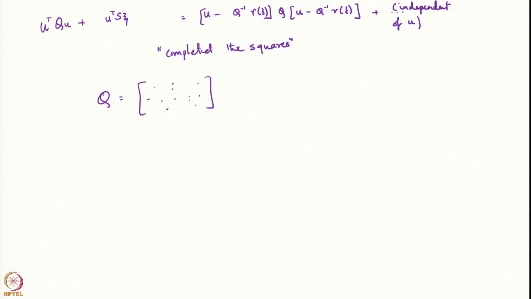So, thanks to this Q, we can write Q using its eigenvalue decomposition and find that Q can in fact be broken down into a matrix like this, P capital lambda P transpose, where this capital lambda is a diagonal matrix of eigenvalues of Q.